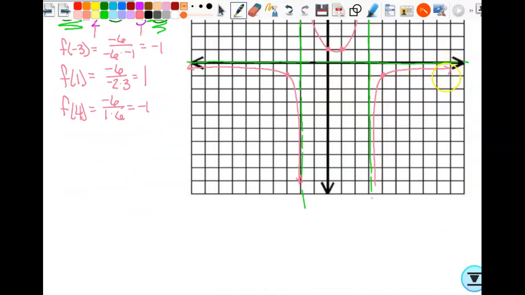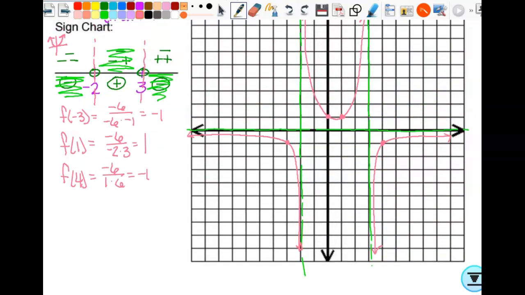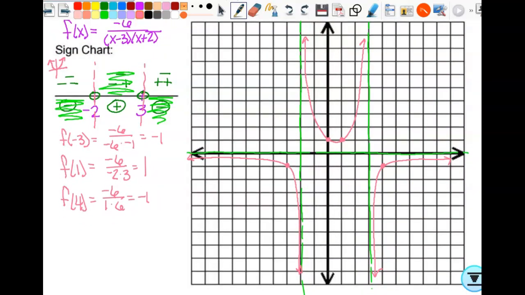Looks something like this. So when we started this problem, when we were factoring at the top, did you have any clue that it might look like this? No, you really had no idea. I didn't have any idea either. And like I said, I've graphed a lot of these.